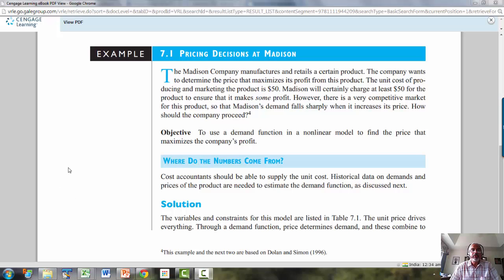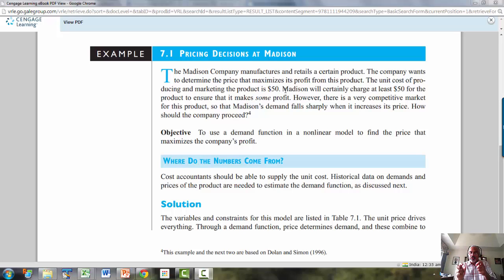Okay, the first example we're going to look at is a pricing decision at a company. So Madison Company manufactures and retails a certain product. The cost of production is $50 and the company wants to set a price at which the company can make the maximum amount of profit. Now, how do you set the price?